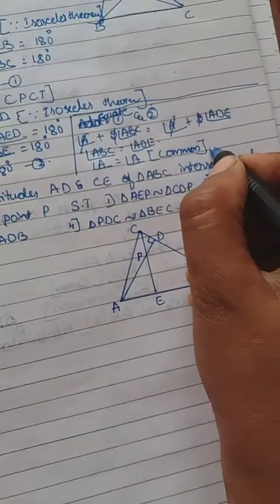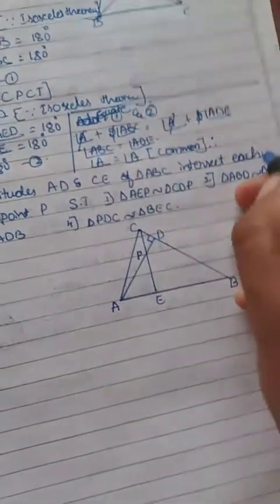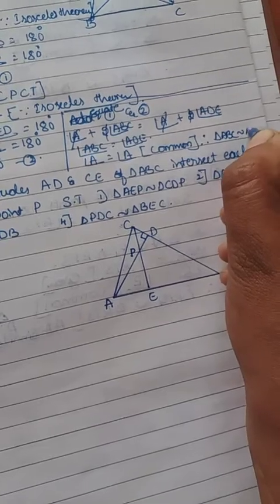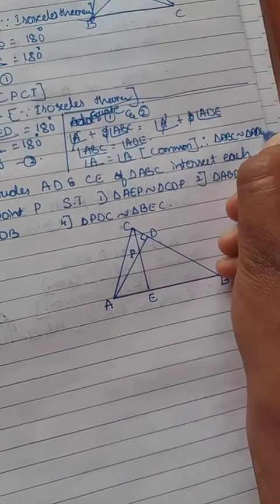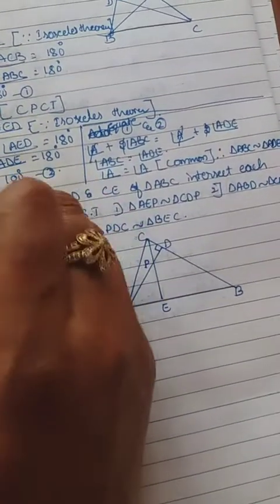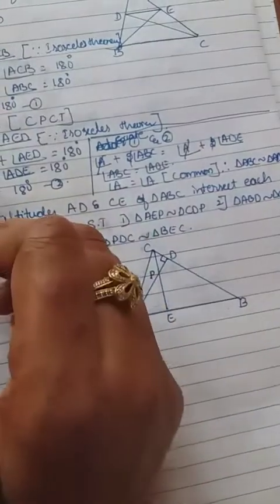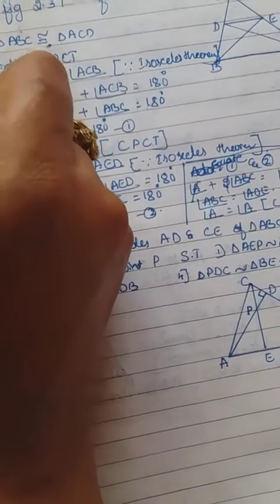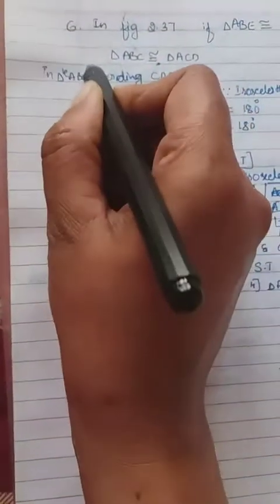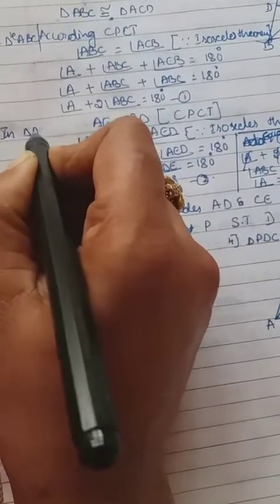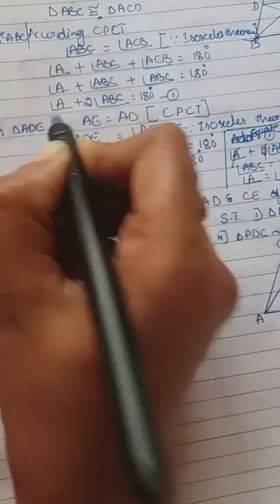Therefore, triangle ABC is similar to triangle ADE, or we can write triangle ADE is similar to ABC. If you have confusion, this one is triangle ABC and this one is triangle ADE. So this is clear.